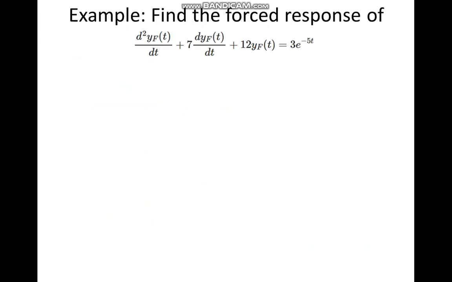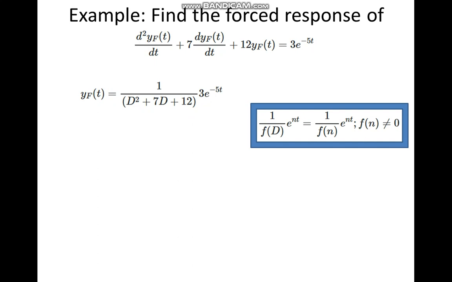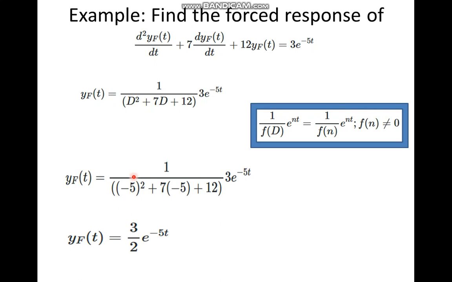For example, when we are asked to find the forced response of this equation, we can see that there is an exponential on the right-hand side. We can apply the inverse operator D method, according to which we replace the second order derivative by D square, the first order derivative by D, and then we can write yf as this. The formula for applying the inverse operator D method is this in case of an exponential function on the right-hand side. In our equation, the exponential function has minus 5 in its power, so we can replace D with minus 5 here and get the solution like this.